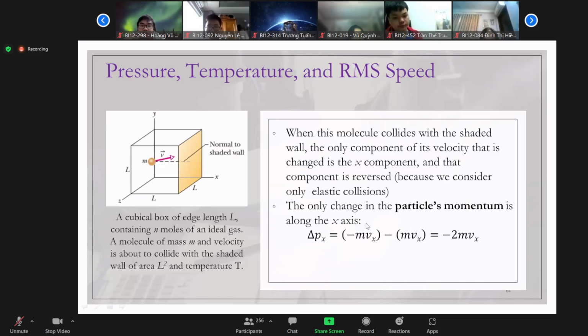Then here, the momentum delivered to the wall by the molecule during the collision is 2mv.